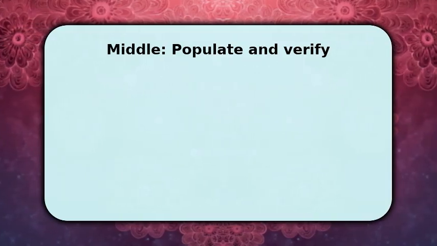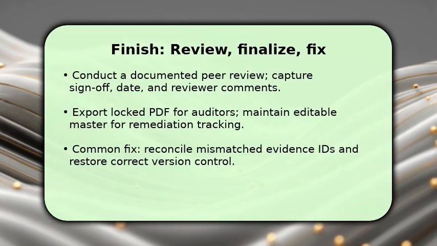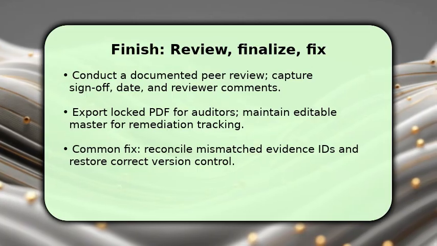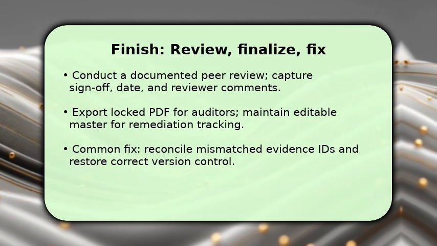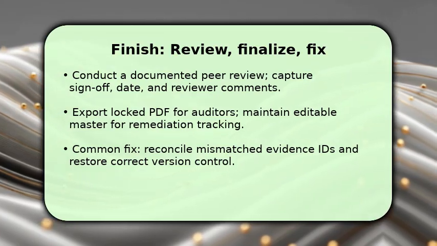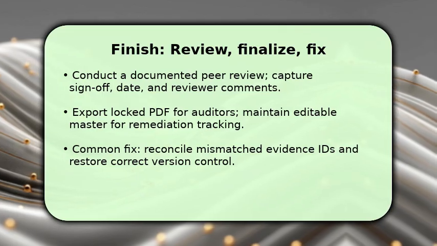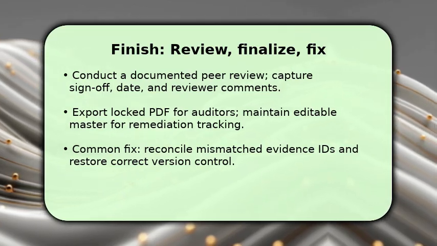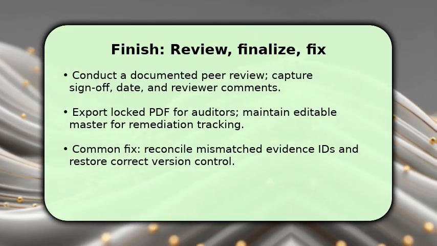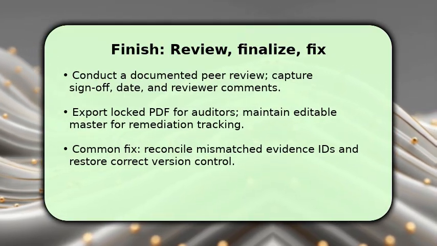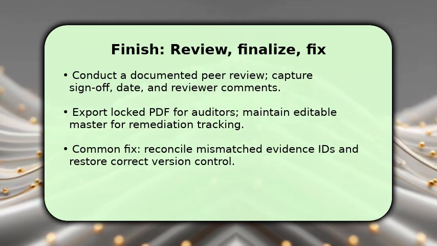You finish by running a documented peer review with sign-offs, dates, and clear reviewer comments. This creates accountability. Once done, lock the reviewed snapshot, export a PDF for auditors, and keep the editable master for remediation updates. Make sure to reconcile any evidence ID mismatches and preserve version history in a change log. If things go wrong, a key troubleshooting step is to restore the prior version and rerun the reconciliation to recover lost references while notifying stakeholders.